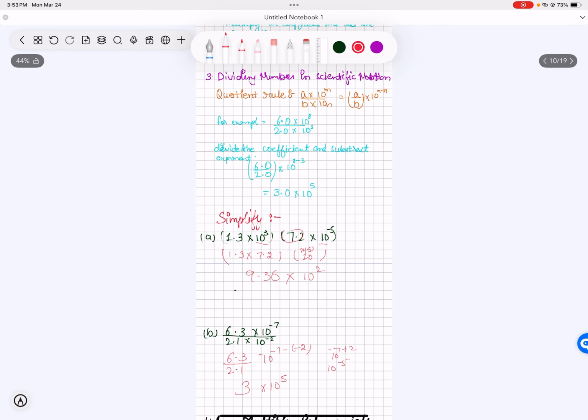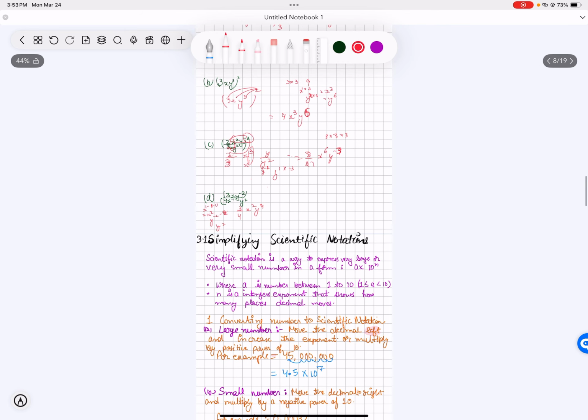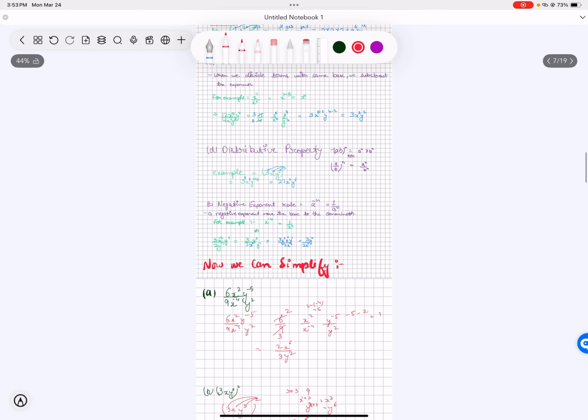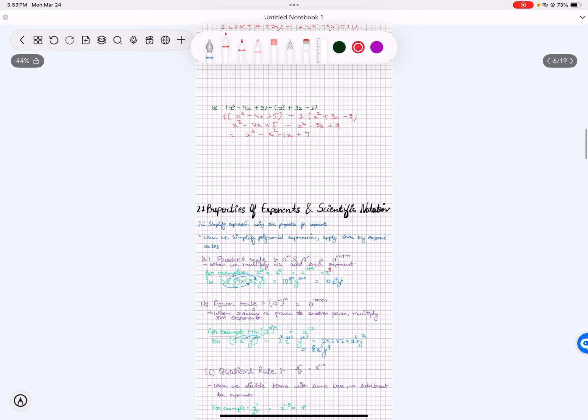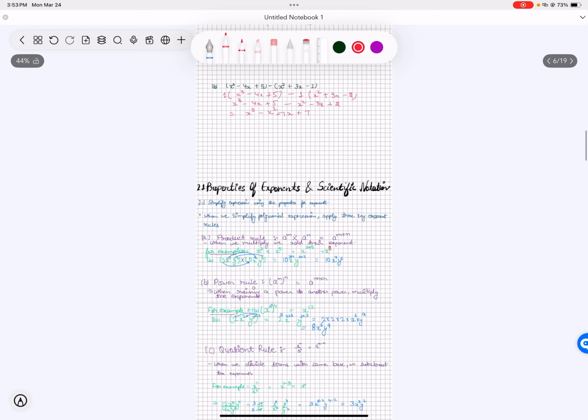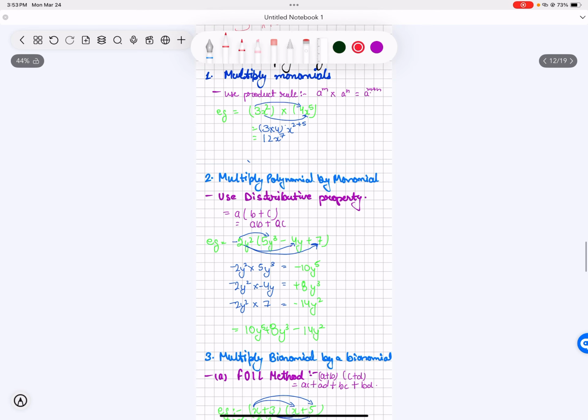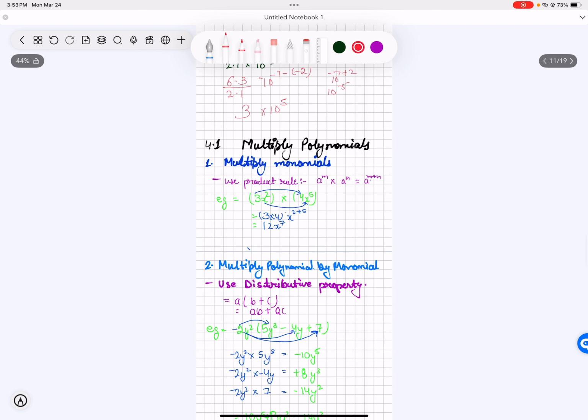So that is all for simplifying scientific notation and the properties of exponents and scientific notation. In the next part, we're gonna be solving how we multiply polynomials.